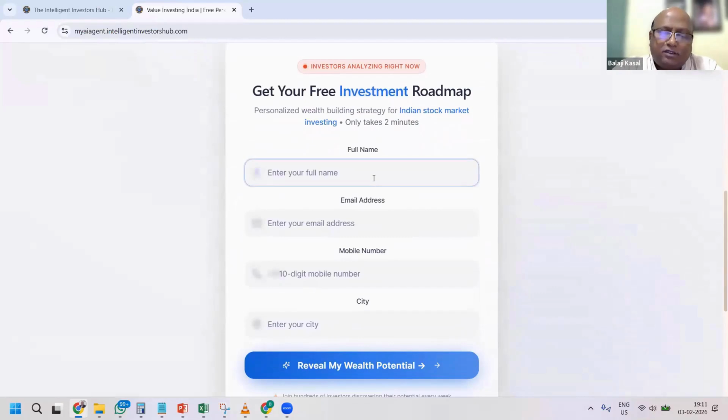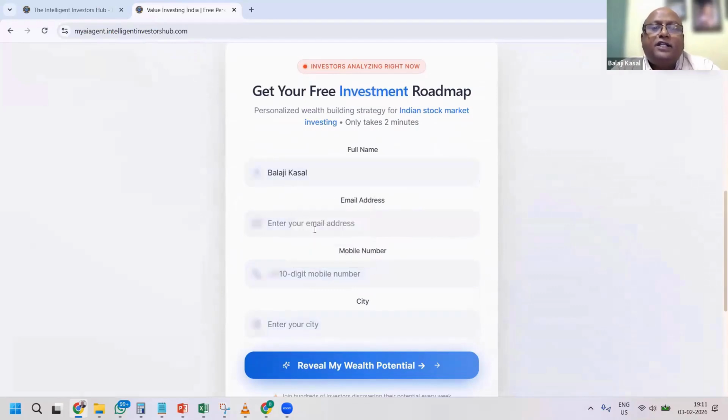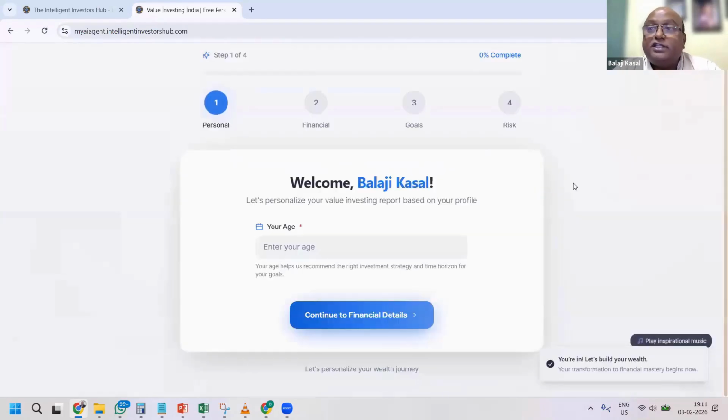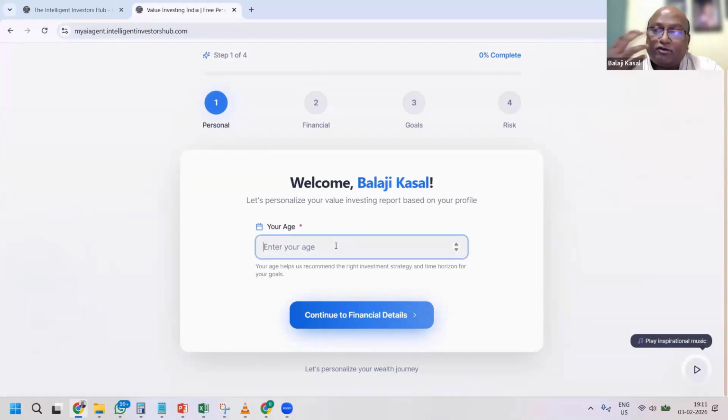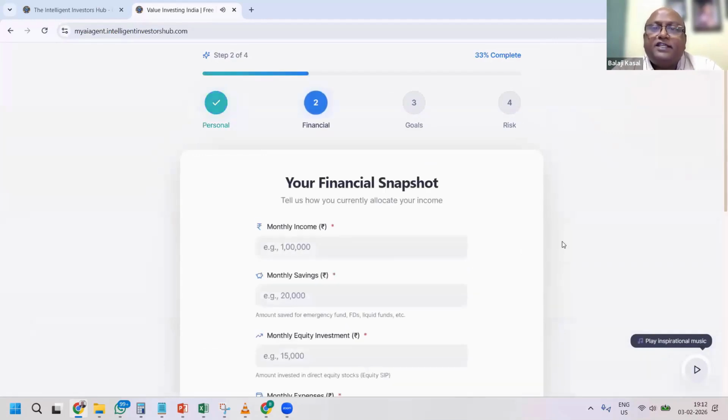First, you give the name here, for example, Balaji. Enter email ID. Okay, I'll give my mobile number also. Reveal my wealth portfolio. It is in process. It is getting the information for you so that you can analyze in a better way. I'm 48. Continue. Financial.